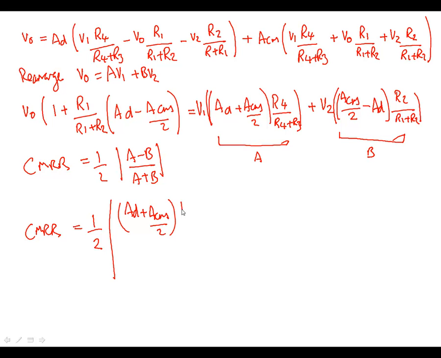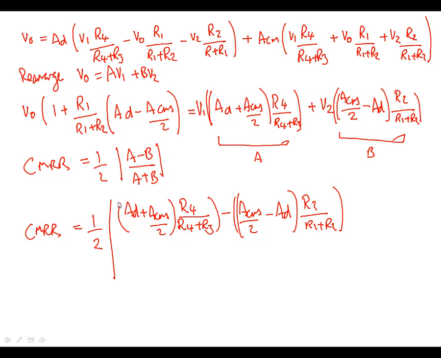There's the first part. Here's my fraction. That's A, and we want to subtract from A, B. And this term over here is B. So we have ACM over 2 minus AD, and we have a fraction on that, R2 over R1 plus R2. Put second brackets around them just to make it clear. Okay, so we've got A minus B there.